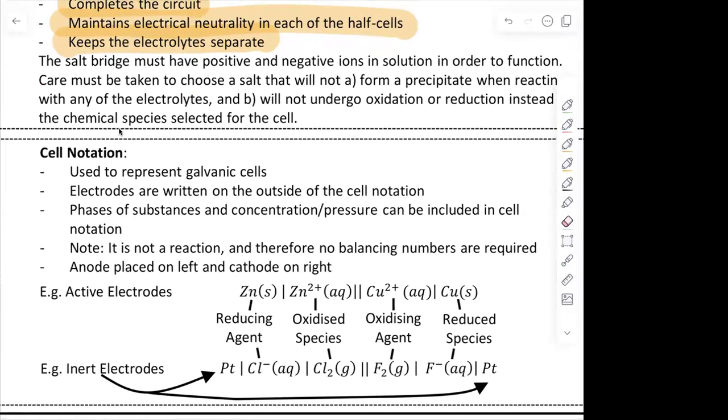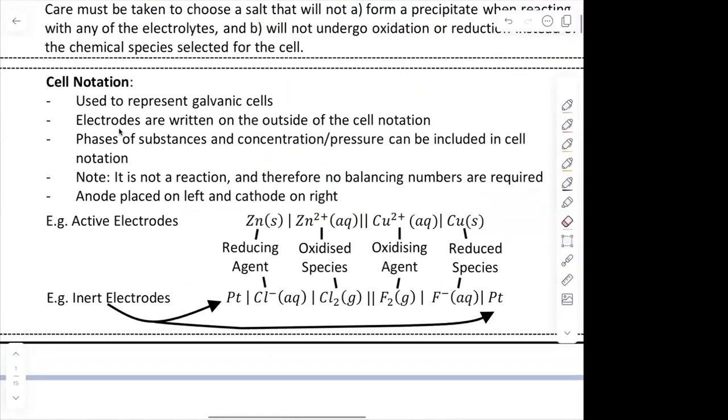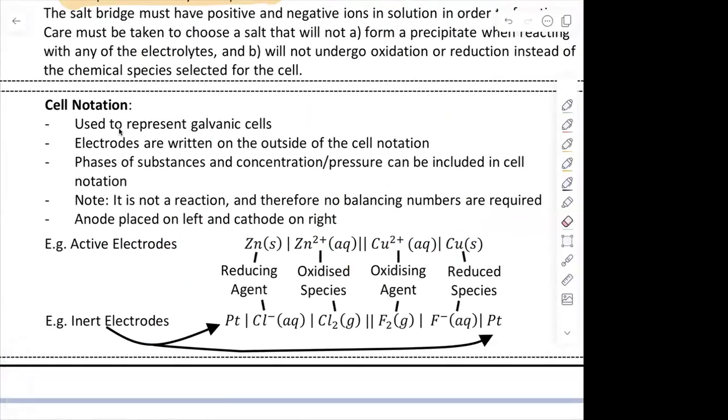Then the first thing you need to look at is what our active electrodes are. We can see there the same cell we're dealing with here. It was a zinc and copper cell. So on the left-hand side we're going to have our zinc, and on the right-hand side we're going to have our copper. Basically what it shows you is how this whole process happens. So zinc becomes zinc 2+ on the left-hand side.